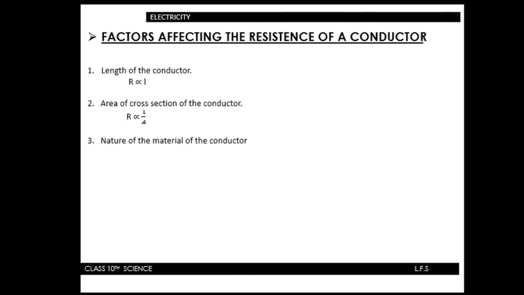Now, the third factor that affects the resistance of a conductor is the nature of the material of the conductor. What type of nature is it having? Different materials are used, like copper wiring, aluminum wiring, silver wiring. According to that, resistance differs. And the last one is the temperature of the conductor. So, these are the 4 factors on which the resistance of the conductor depends. I hope it is clear to you.